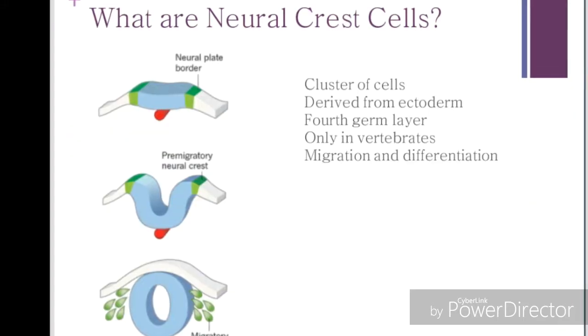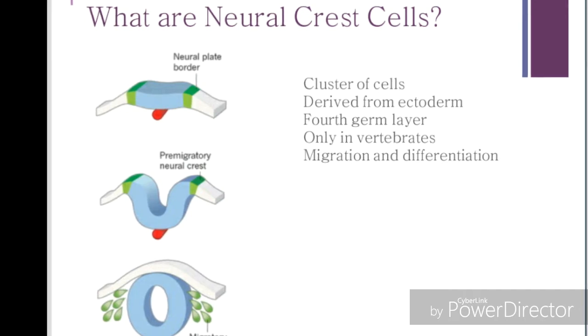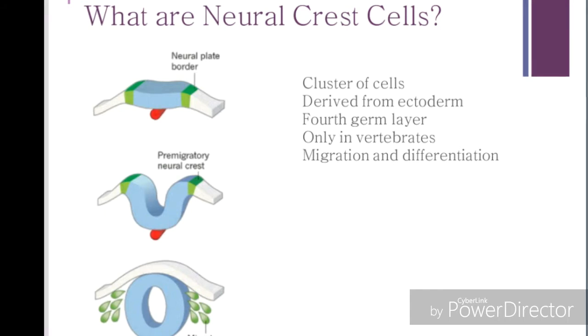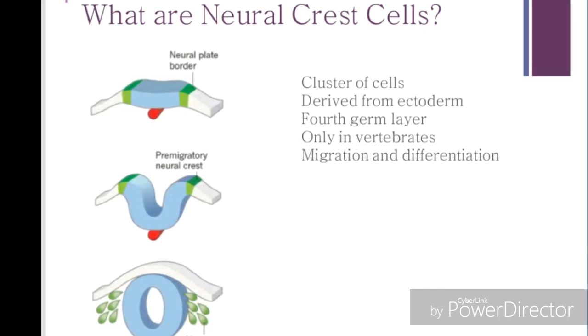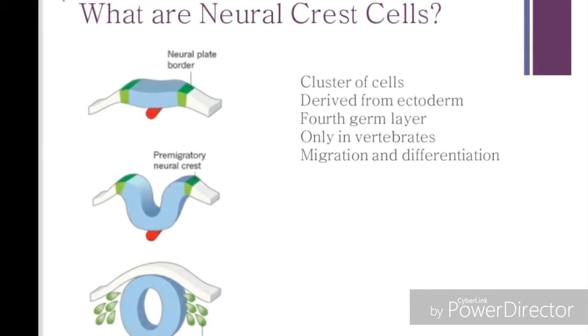Neural crest cells are a cluster of temporary cells that are used to make other cell types. They are derived from the ectoderm, and more specifically, they are found on the margins of neural tubes. Neural crest cells are only found in vertebrates and are usually referred to as the fourth germ layer.